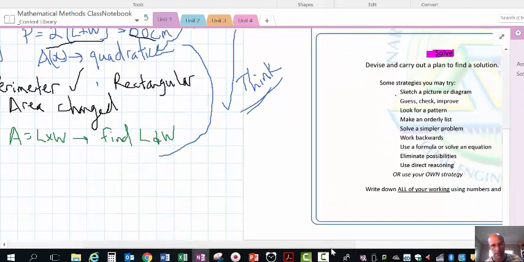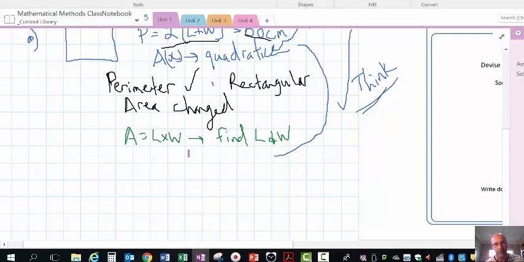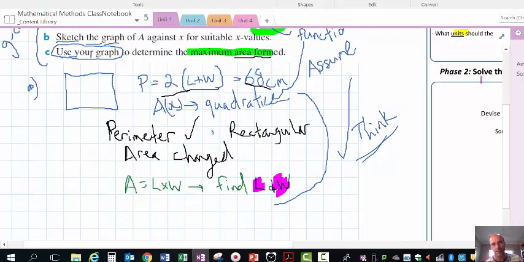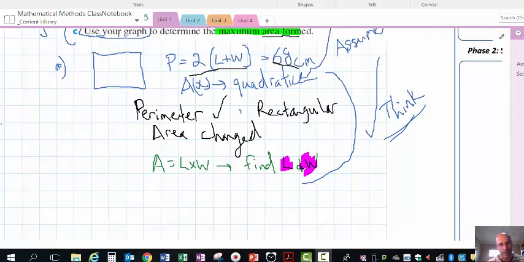I need to find now a way of connecting the perimeter and the area, and I need to find out a way of expressing the length and the width in terms of the given information here. And we're hoping that will lead to a quadratic, because that's what we're expecting. Okay, so now we can work in a bit more of a tidy manner. So that's messy, but let's go a bit tidier now.